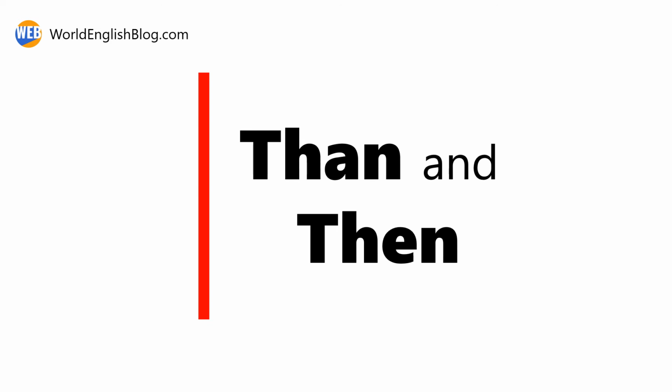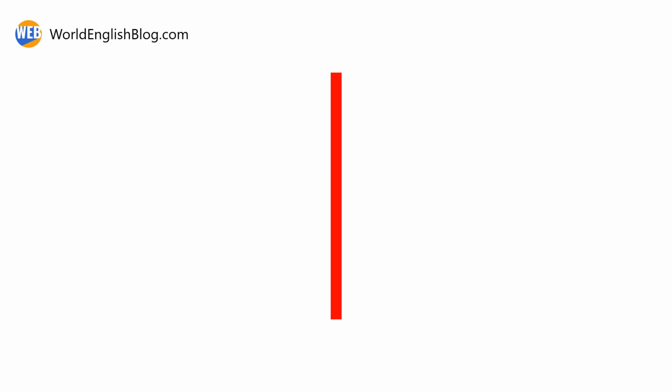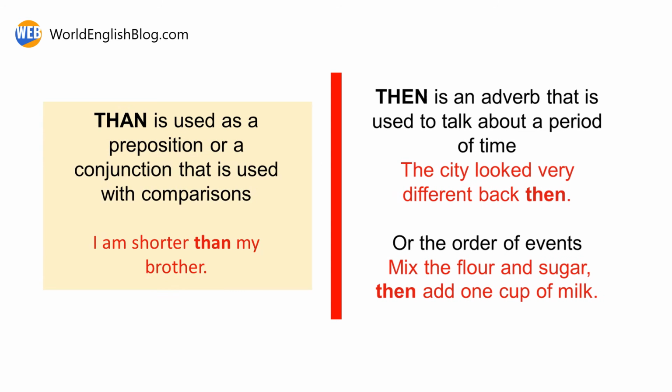Then and than. What's the difference? Than is used as a preposition or a conjunction that is used with comparisons. I am shorter than my brother.